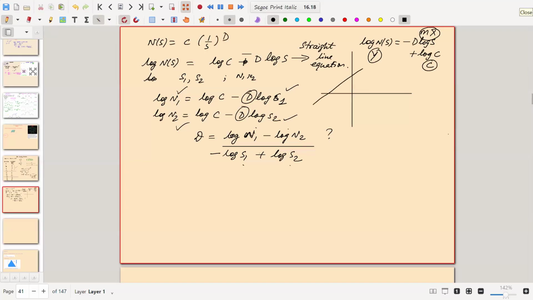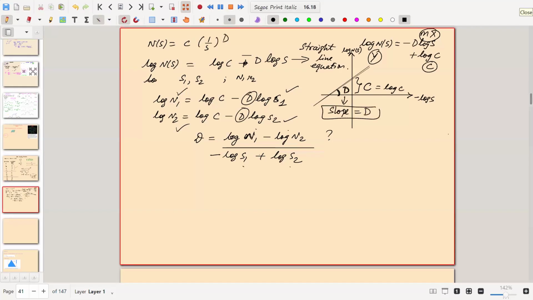So when you draw the line, it will be something like this, where this is that quantity big C, that is log c, right? And what is the slope here? Can anyone tell? The y-axis is log N of s. The x-axis is log s. So this quantity is nothing but d. That is the slope. Slope is equal to d. Okay. Did you understand what I wanted to communicate to you? No. Shall I explain it again?